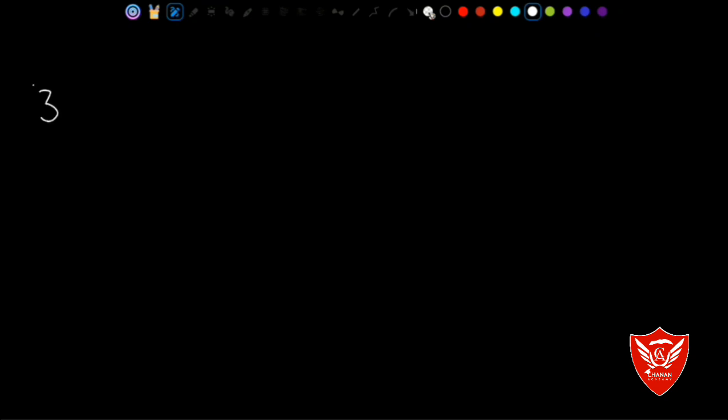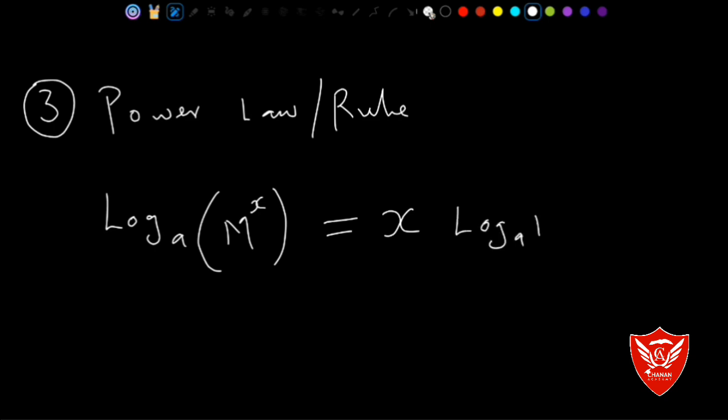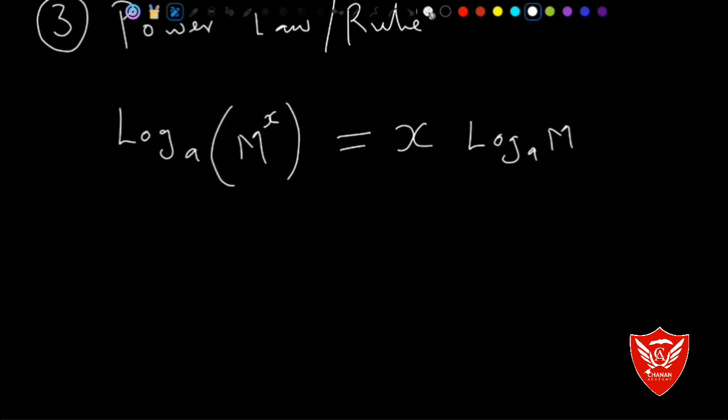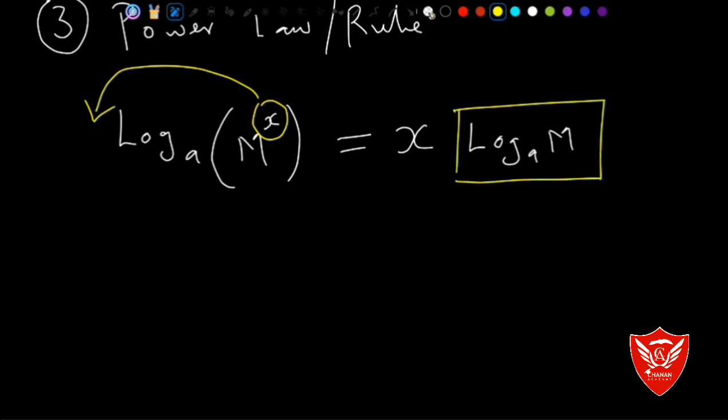The power law. Now the power law says if we have the log base a of m raised to the power of x, that this is equal to x log base a of m. Okay, so look at this very well. Take note that the power went to the front of the log, and the base a and the value m remain. So now you're going to solve this the way you would have solved the regular log and then multiply by this power, which is x. Whatever the value of log of m base a is, you are going to multiply it by this x. So don't forget.